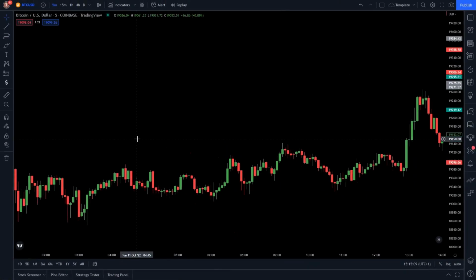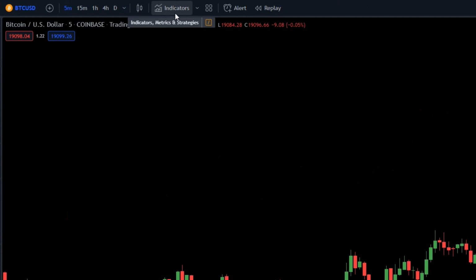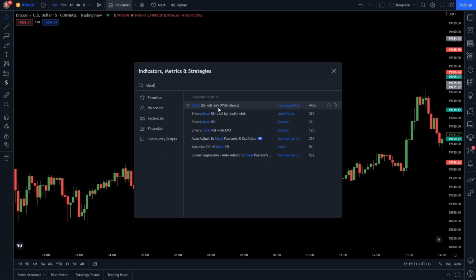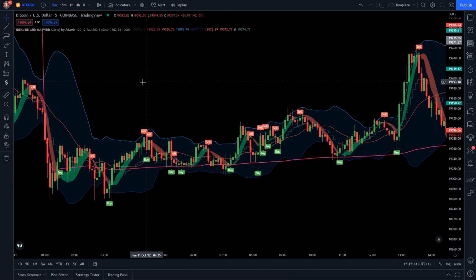For the first indicator, we're going to head up to indicators up here. We're going to type in ideal, and it's this ideal BB with MM in brackets with alerts. We're going to click this once. This indicator is a bit messy right now, so we're going to clean this up quickly.